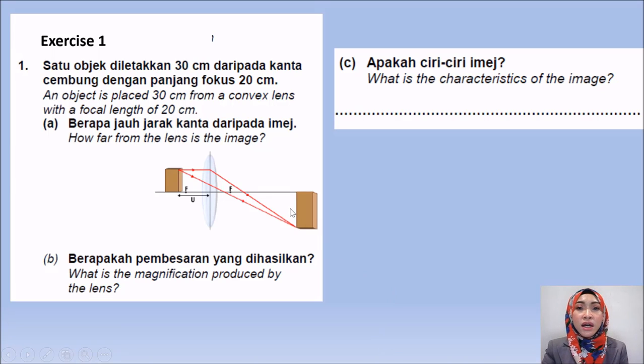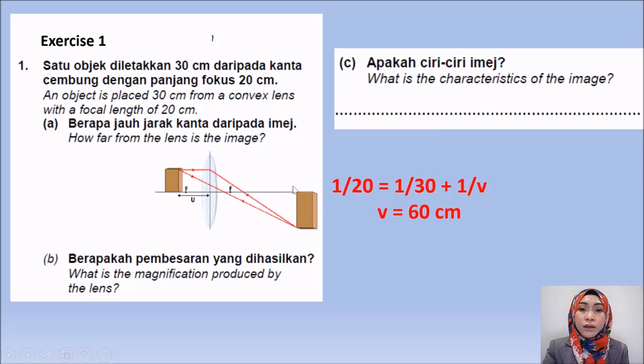Now, let's have a look at the questions. An object is placed 30 cm from a convex lens with a focal length of 20 cm. How far from the lens is the image? So, the information obtained is u equals 30 cm and f equals 20 cm. You are asked to find v. By using the thin lens formula, you will get v equals 60 cm.